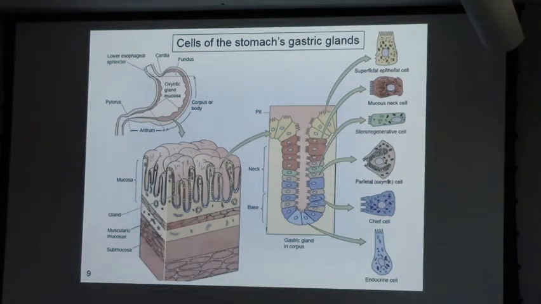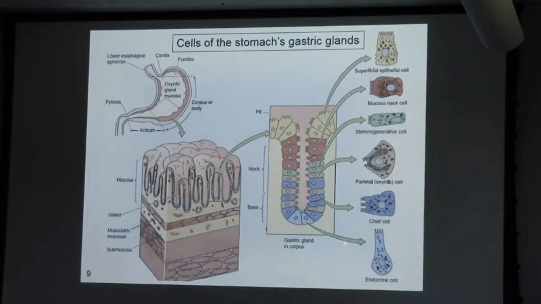The name of the cells that secrete gastric acid are parietal cells. So these are the cells that secrete hydrochloric acid. The name of the cells that secrete a precursor to pepsin, called pepsinogen, and this is a common thread you're going to see. If you see the name ogen, it's a precursor. Like angiotensinogen was a precursor to angiotensin. Pepsinogen is a precursor to pepsin. We're going to see that again and again. So chief cells are the cells of the gastric fold that secrete pepsinogen.